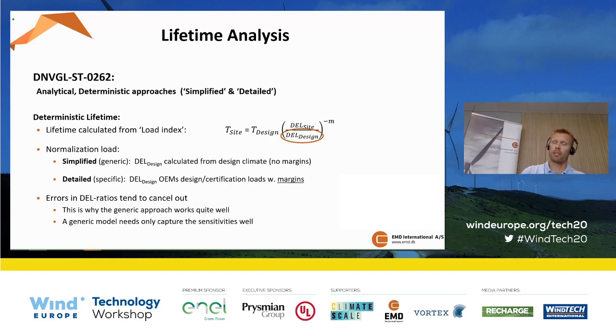So a nice thing about this equation is that it is a ratio of damage equivalent loads, and it turns out that errors from using a generic model tend to cancel out in this ratio. And this is the reason for the generic approach actually being surprisingly accurate in many cases.